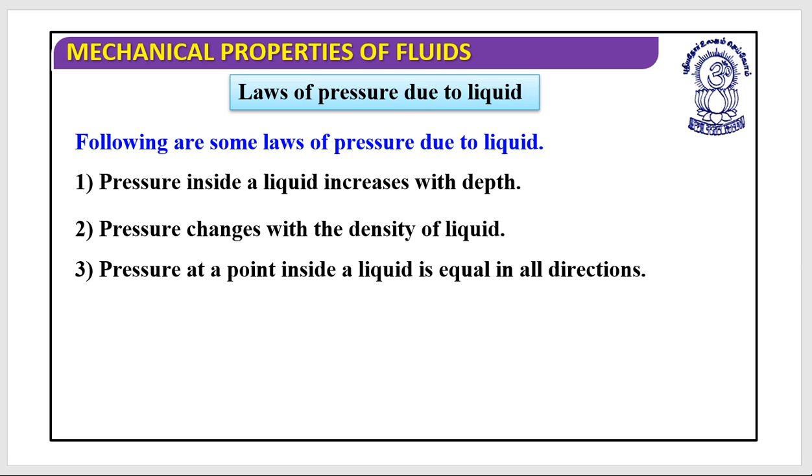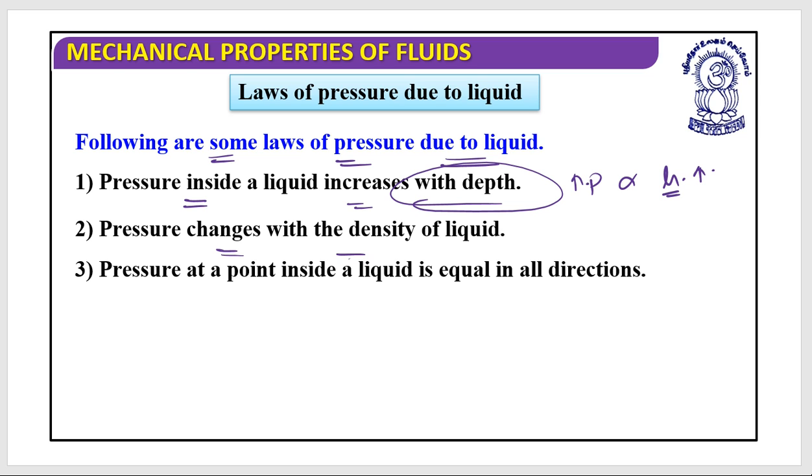So let's discuss certain laws of pressure due to a liquid. Following are some laws of pressure due to liquid. We can say pressure inside a liquid increases with depth. So it is basically the height of the liquid column. So as h increases, pressure increases. Pressure changes with the density of the liquid because pressure depends on the density, and the pressure at a point inside a liquid is equal in all directions.